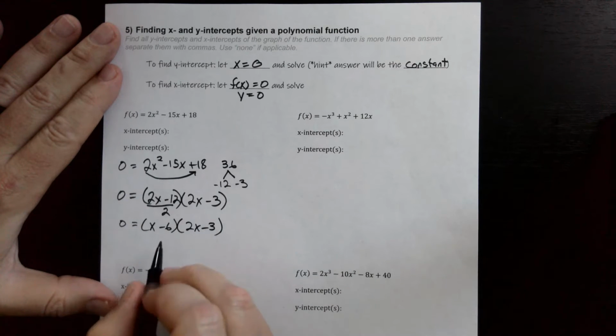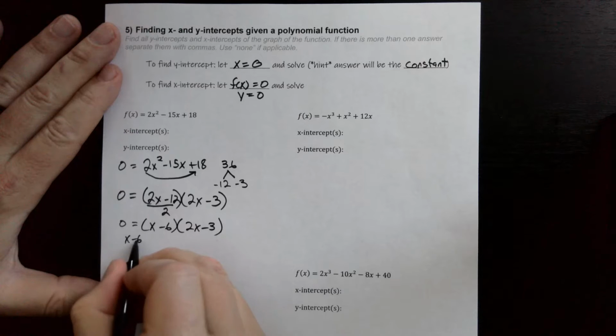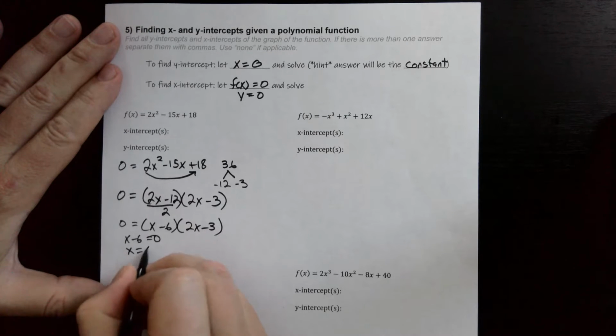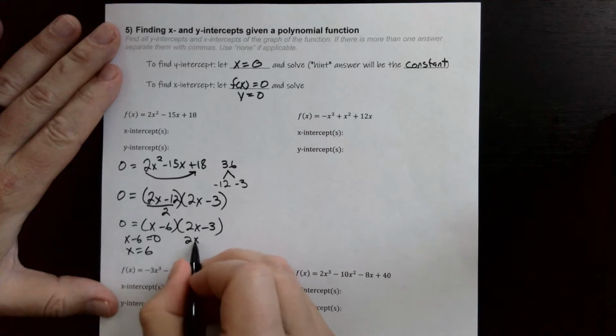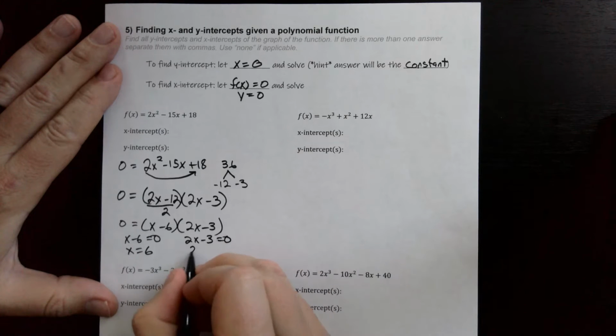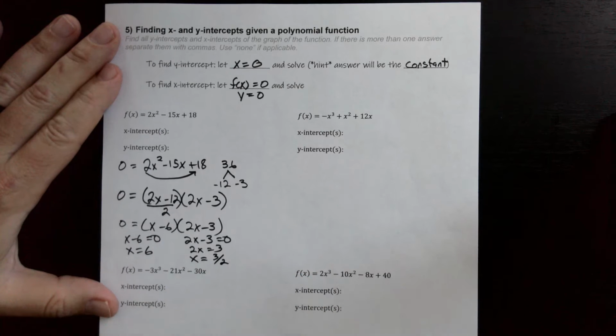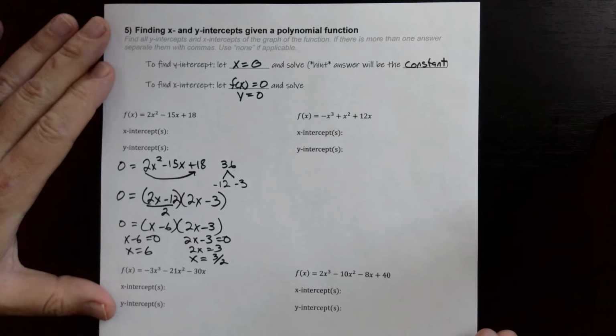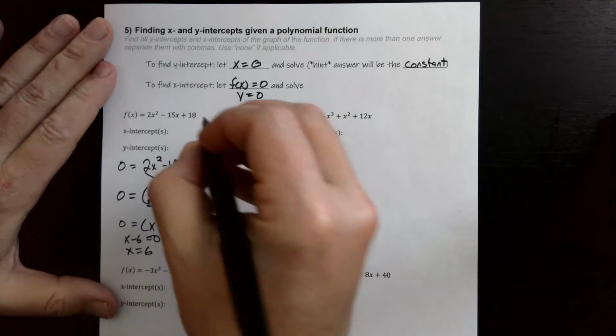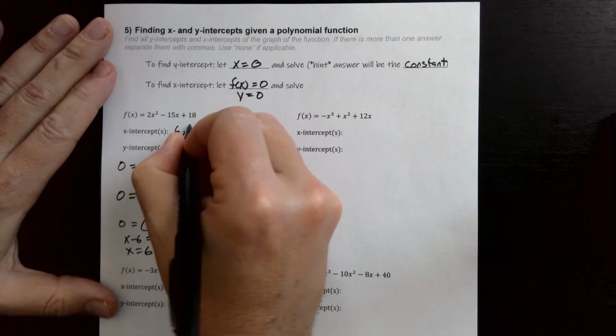If we solve each one of those, we get x minus 6 equals 0, which gives us x equals 6. And we get 2x minus 3 equals 0, so 2x is equal to 3, and x is equal to 3 halves. Those are your two x-intercepts, 6 and 3 halves.